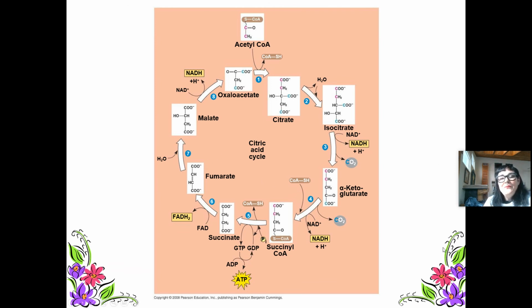All right, here we go. You should know oxaloacetate, not the structure, as a 4-carbon molecule. And you should know citric acid is a 6-carbon molecule that's formed by combining oxaloacetate with acetic acid. But you don't need to memorize the rest of these intermediaries.